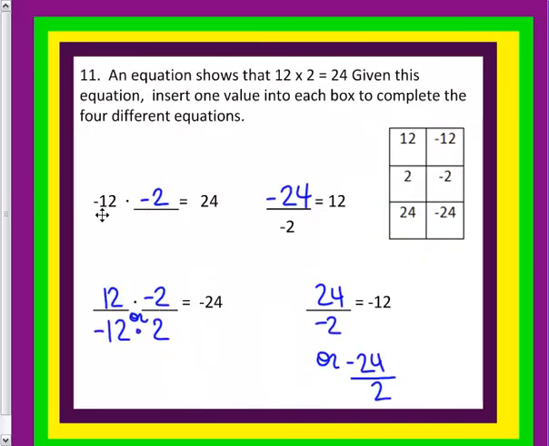Okay, for this one, what number times -12 is -2? So -12 times -2 is 24. -24 divided by -2 is 12. Over here, we need one of them to be negative because a positive times a negative equals a negative. Same with this one, a positive divided by a negative is a negative.